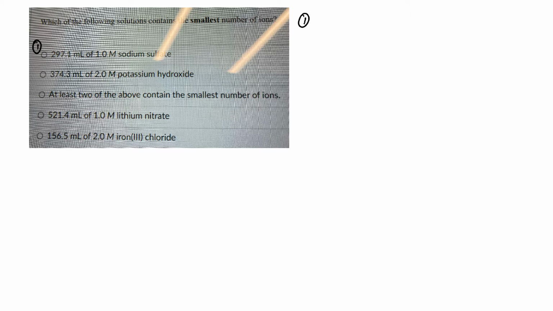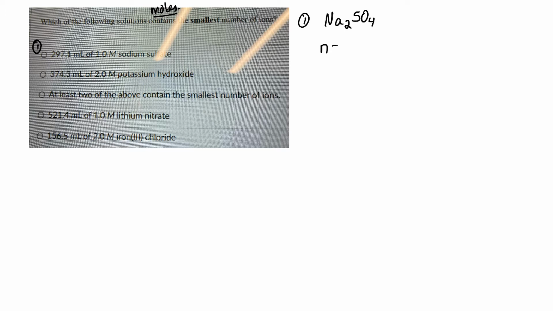So first, I've got sodium sulfate. Let's write it out. So it's sodium and sulfate. Sodium's a 1 plus, sulfate's a 2 minus, so we need two of those. Sodium sulfate. And then I have to know how many ions there are. To know how many of something there is, what they're looking for is how many moles of something I have. So I need to find moles.